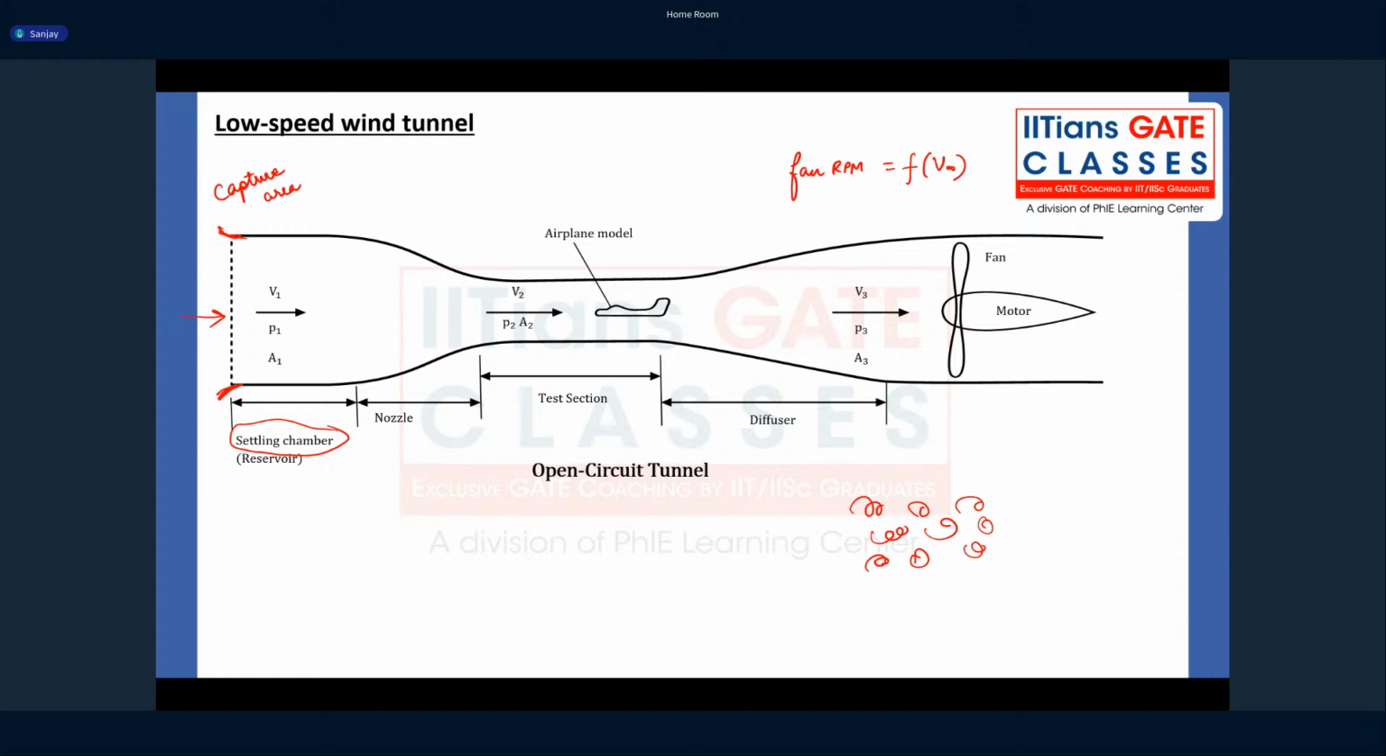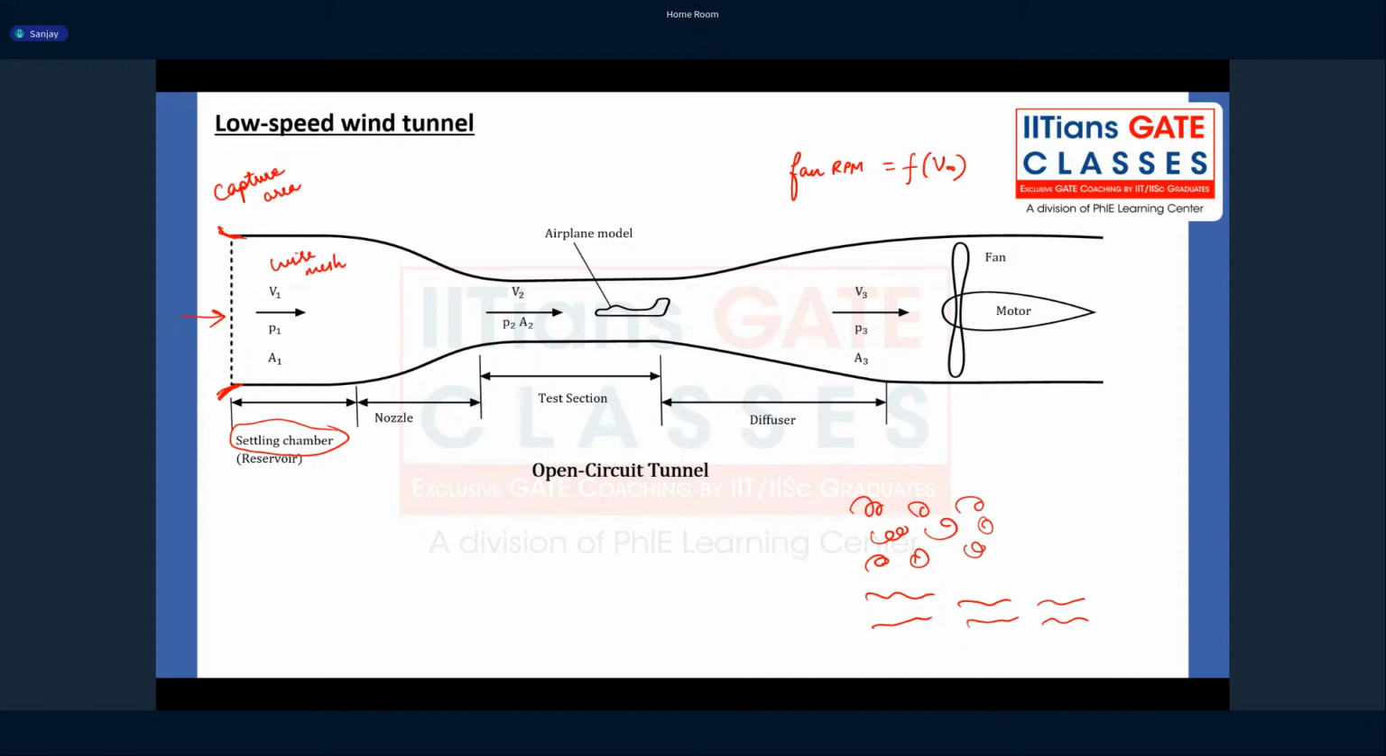So the settling chamber helps to reduce these eddies. It will cut off the eddies. For that purpose we have something known as wire mesh inside the settling chamber. What do we have? We have wire mesh. So the wire mesh removes the eddies, and it will make the turbulent air straight. It will straighten the streamlines. Instead of the eddies, it will straighten it. So that is the function of the wire mesh inside the settling chamber.